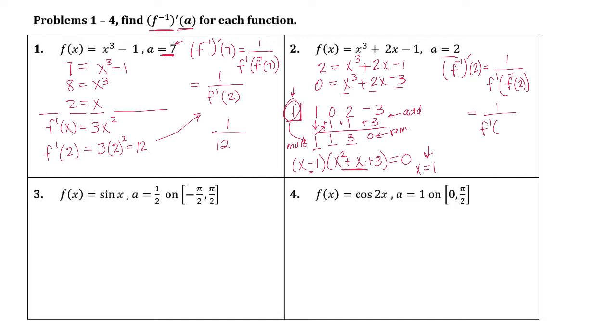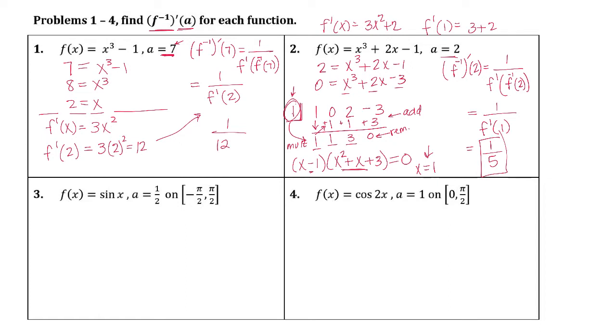f prime of 1. So now we need to go find f prime. Well, f prime is going to be 3x squared plus 2. And so f prime at 1 is going to be 3 plus 2. So it looks like we're going to get an answer of 1/5.